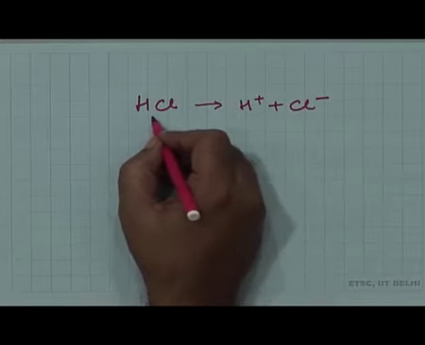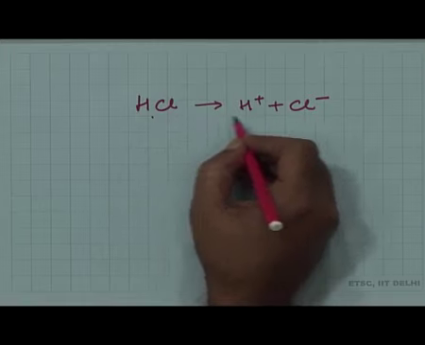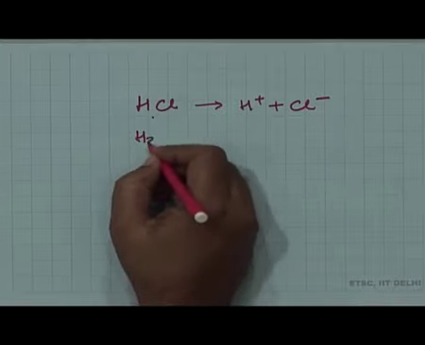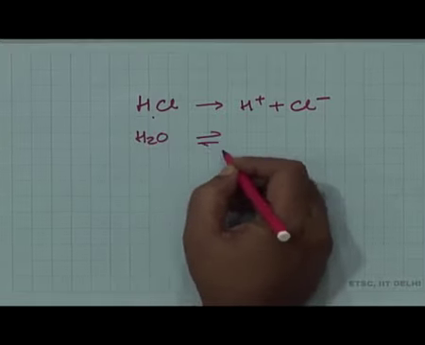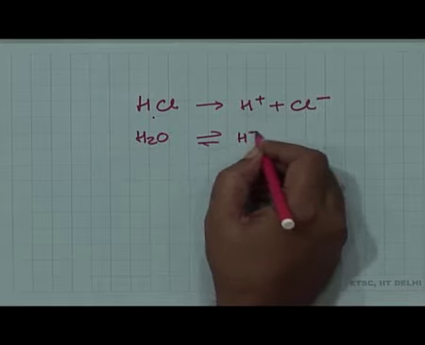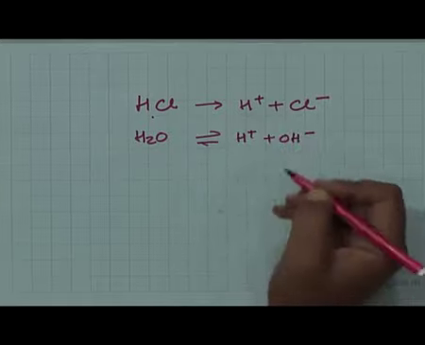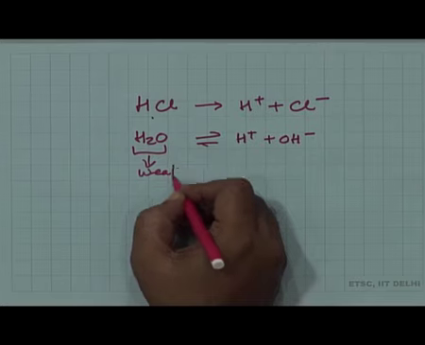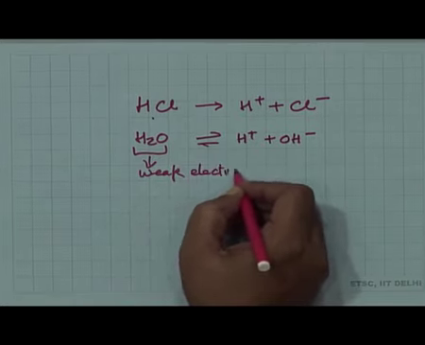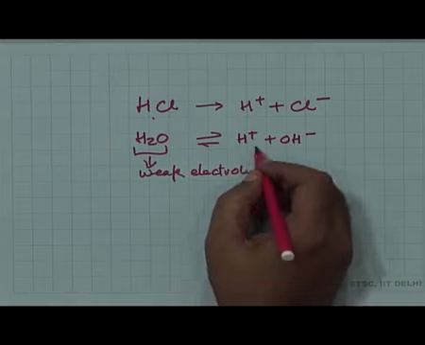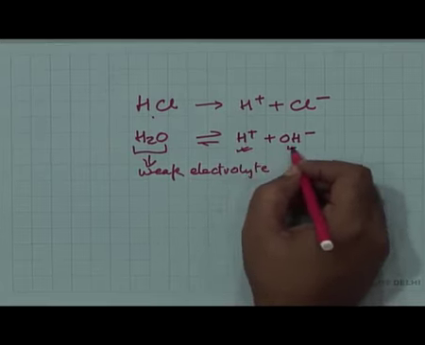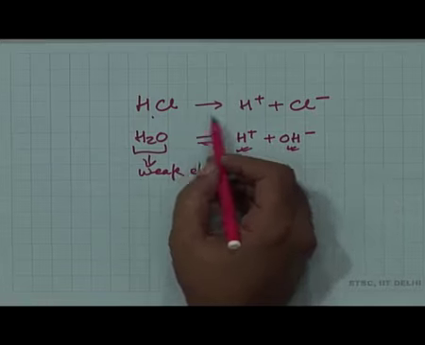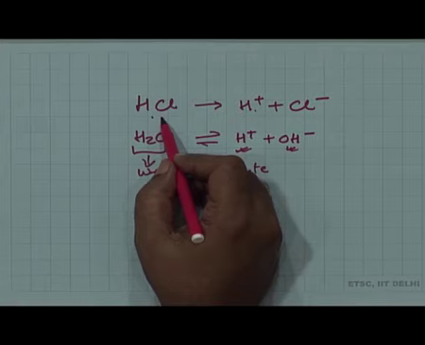So, when we put HCl into aqueous solution, it breaks to give H plus and Cl minus ion. There is also dissociation of H2O, and that will give you H plus and OH minus ion. But we know that H2O is a weak electrolyte, and so the amount of H plus and OH minus obtained is very small in comparison to H plus which we have got from HCl.